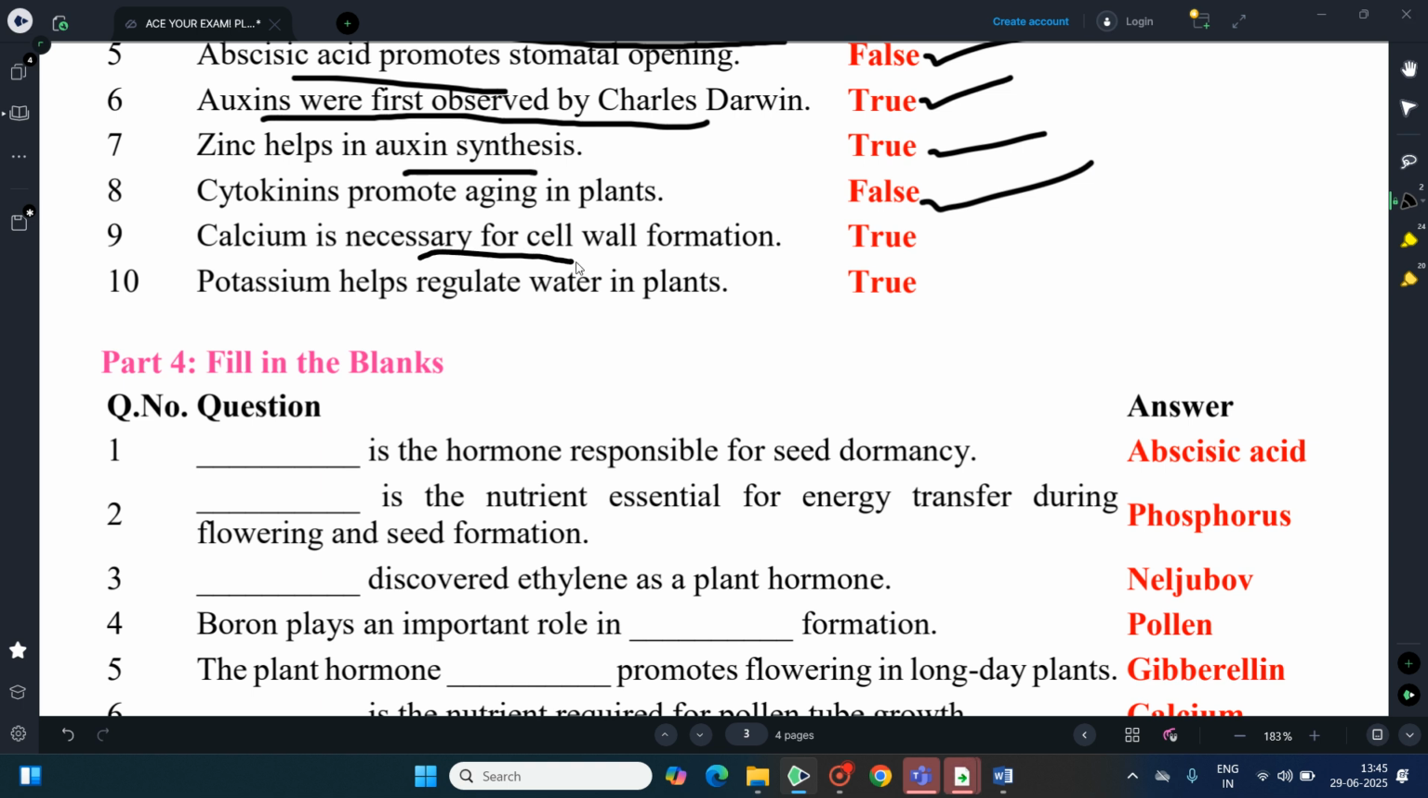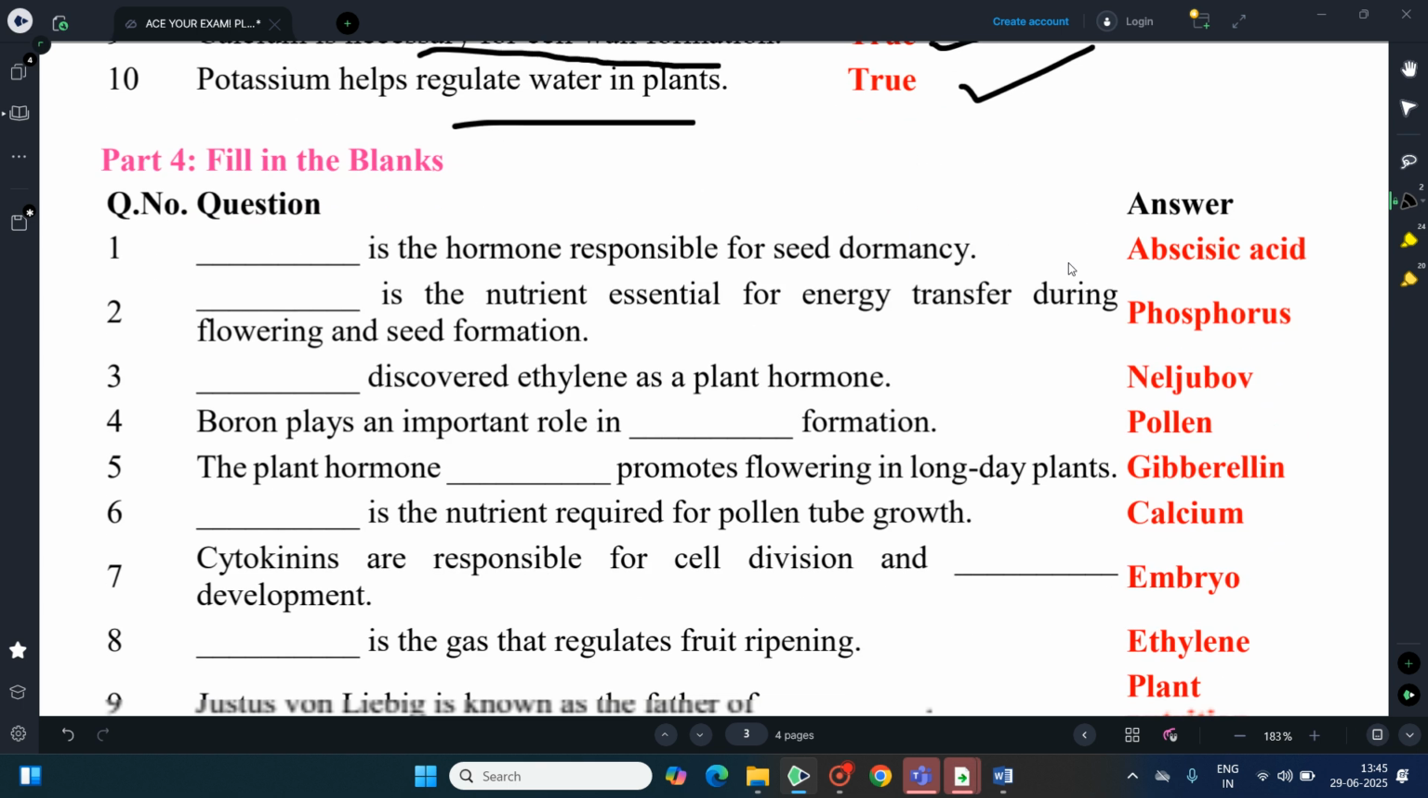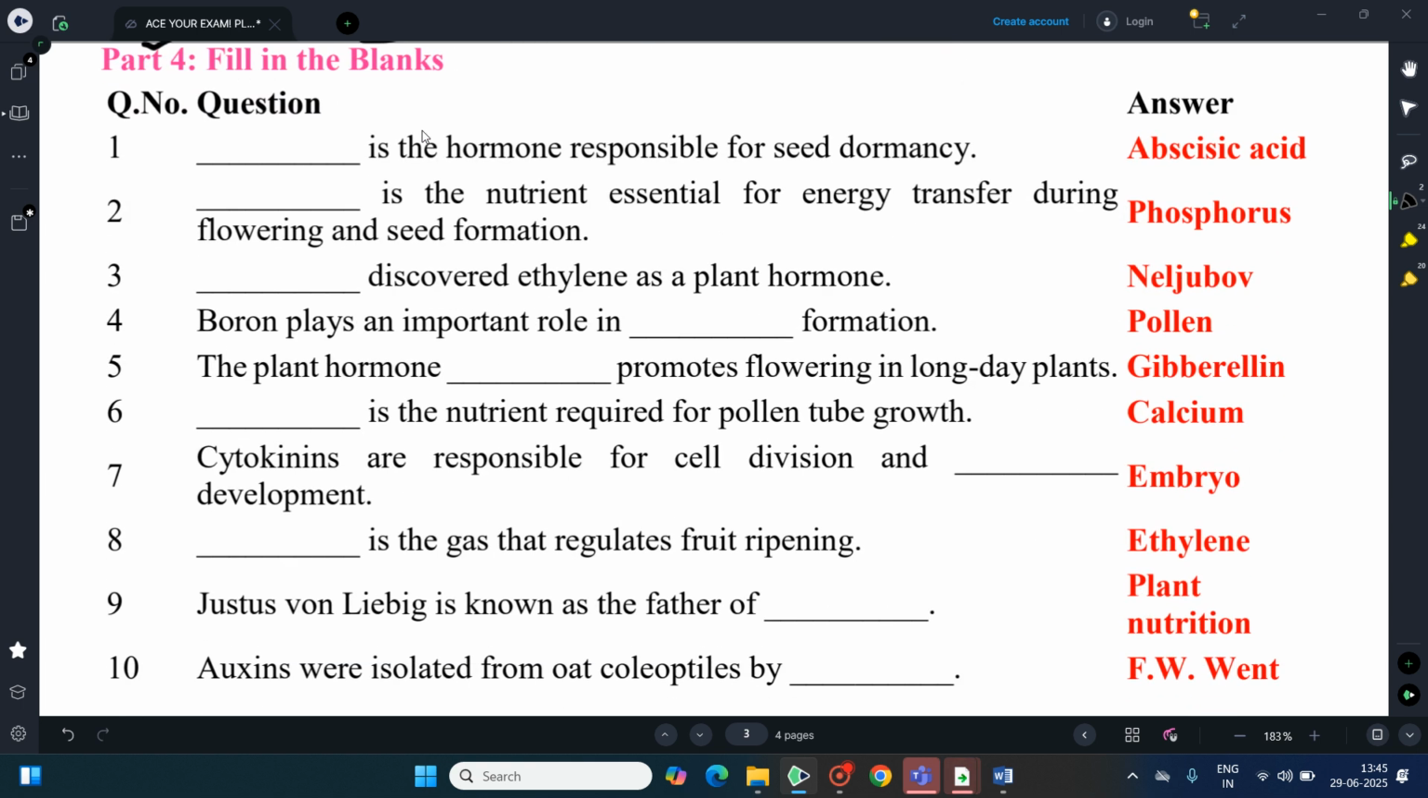Calcium is necessary for cell wall formation. It is exactly true. Potassium helps to regulate water in plants. That is also a true statement. So the fourth part is fill in the blanks, and we also have about 10 questions.